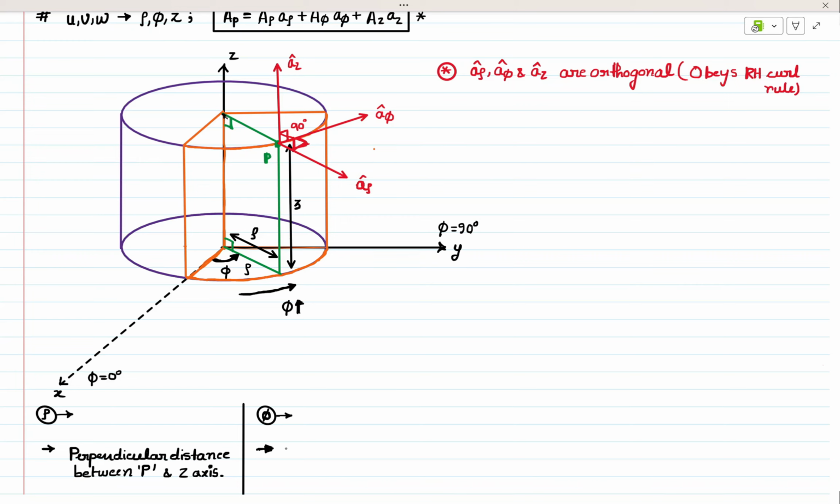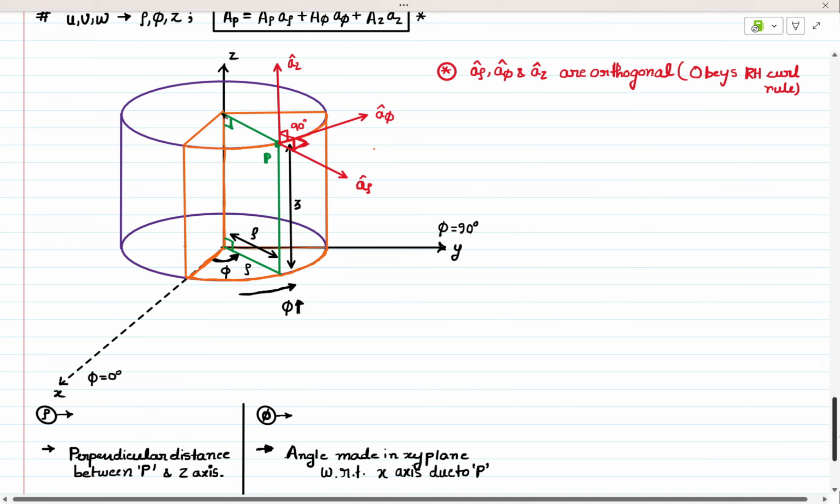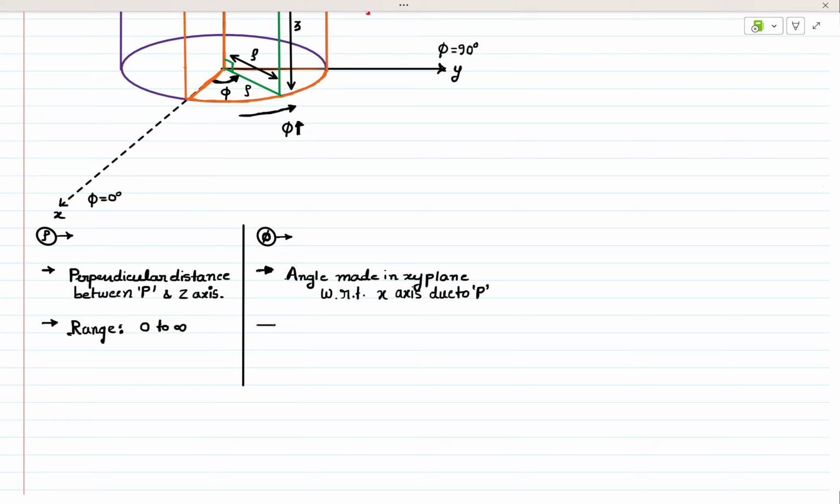So phi is the angle made in the xy plane with respect to the x-axis, due to the point P, because the angle has been made due to the presence of the point P. That's why I have written it over here.